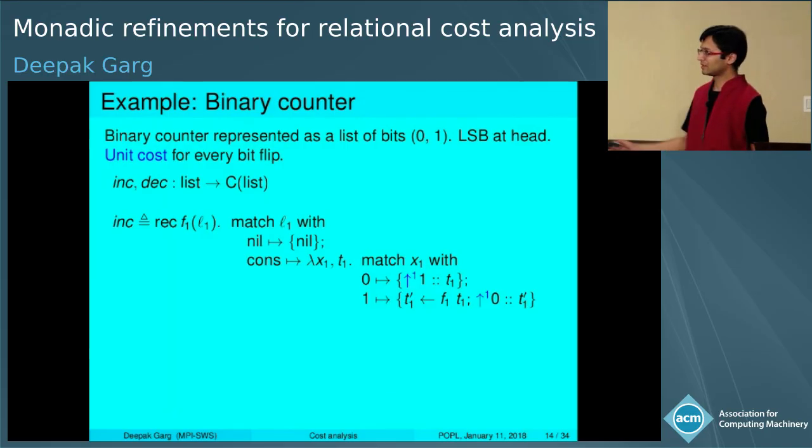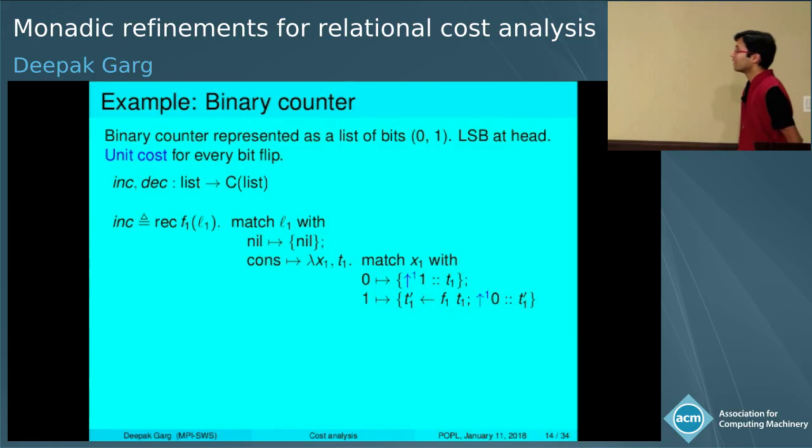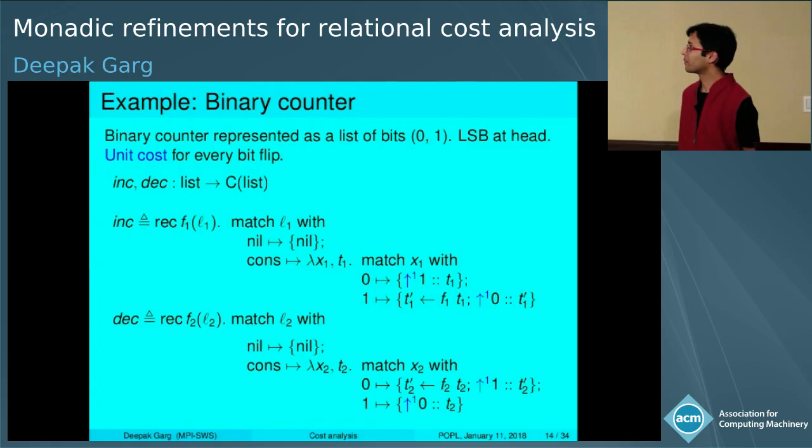What it's doing essentially is it starts from the head, the least significant bit of the counter. If the bit is 0, it replaces it with 1. And if it is 1, then it replaces it with 0, but then it recursively increments the tail. So this is usual carry propagation on a counter. The key point here is that every time we flip from 0 to 1 or 1 to 0, we add a cost of 1, written by this up arrow 1, so this tick 1 annotation. The decrement function is the exact dual of this. I'm not going to walk you through this.